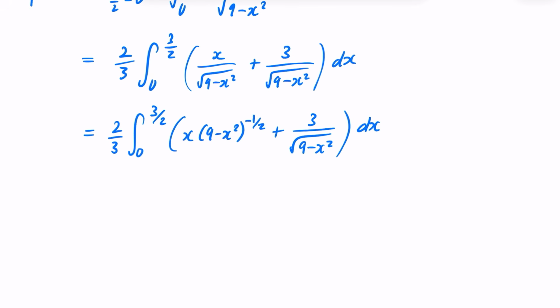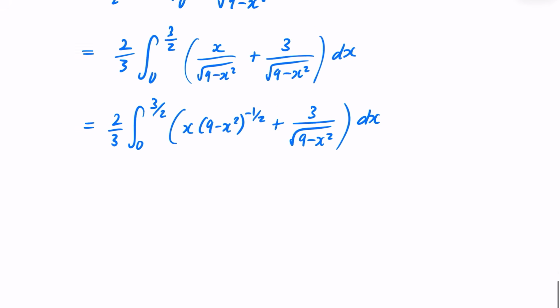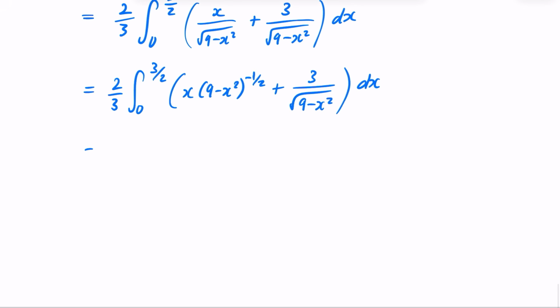I'm hoping you might be able to tell me what this is going to be. It's a video, but I'm hoping you might think to yourself what this is going to be for integration. It is an example of the reverse chain rule. So it is going to be 9 minus x squared to the power of a half. The reason it's reverse chain rule is that the derivative of this thing is minus 2x, and there's an x here, so there's a relationship between them.